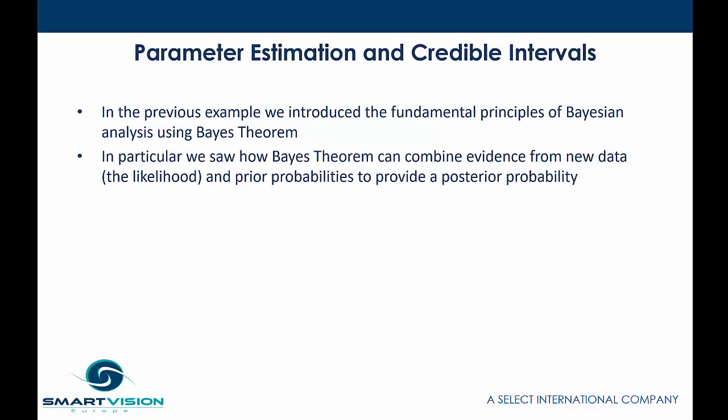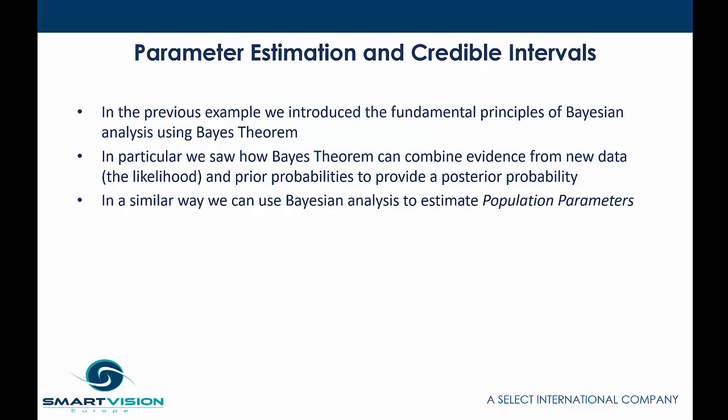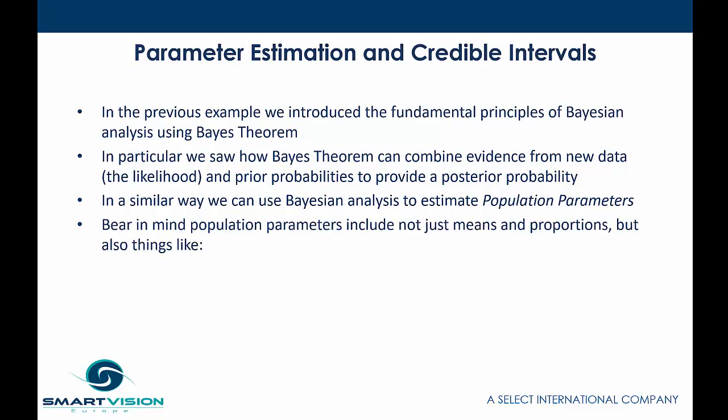And in particular, we saw how Bayes' theorem can combine evidence from new data, which we call the likelihood, and prior probabilities to provide a posterior probability. Now, a probability could be a parameter value that we estimate, just in the same way that a mean or a median might be a parameter value that we estimate. So in a similar way, we can use Bayesian analysis to estimate population parameters.